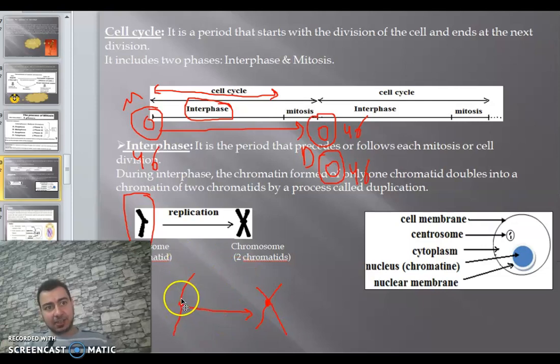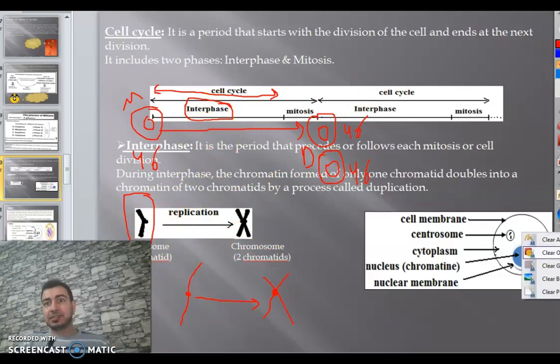Here this chromosome is made up of 1 chromatid, and here this chromosome is made up of 2 identical chromatids. This process occurs during interphase. Now let's come to interphase.